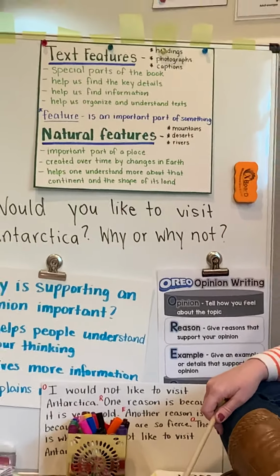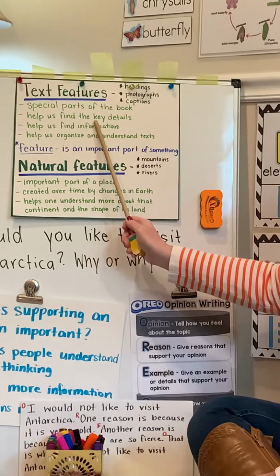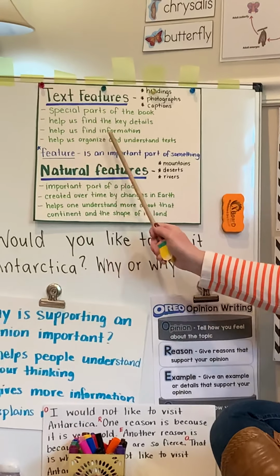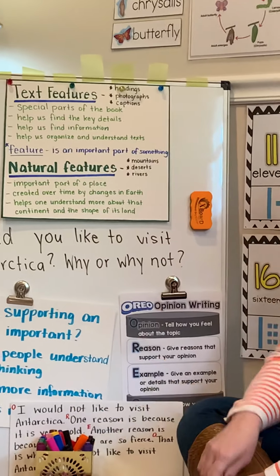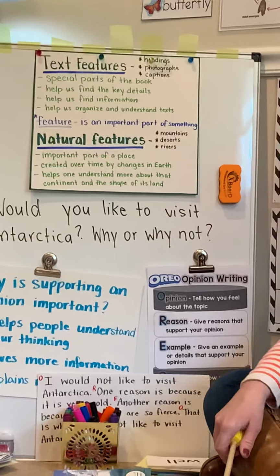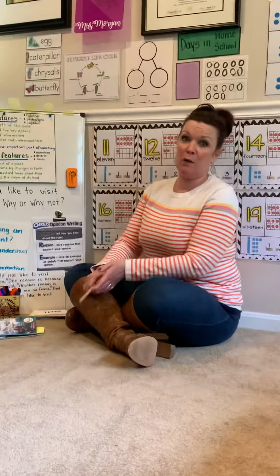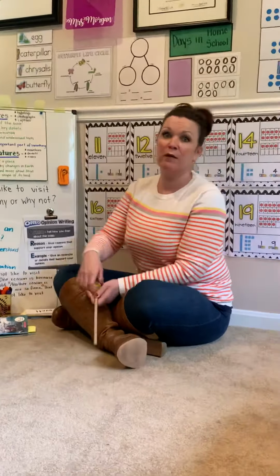Remember, our text features are special parts of the book. They help us find the key details. They help us find information. They help us organize and understand what we're reading. It's really important that we understand what we're reading, friends, or else there's no real point to reading. Just reading the words and not thinking about it is kind of pointless. Good readers think about what they're reading and understand it.